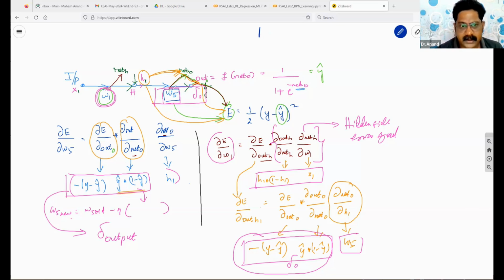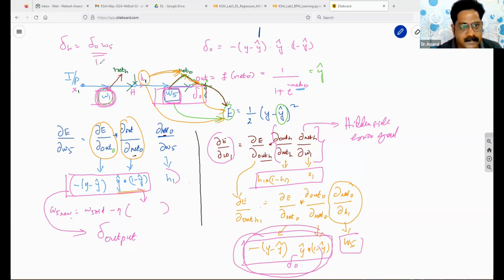So we calculate the error gradient to adjust W5. We calculate the error gradient to adjust W1. What is the error gradient to adjust W5? We have the notation delta naught. In the delta naught, what are the terms that will come into the picture? Minus of y minus y cap into y cap into 1 minus y cap. This is the term, right? Similarly, how do you represent error gradient at the hidden side? This term, right? So it's expressed as output side error gradient scaled by W5.